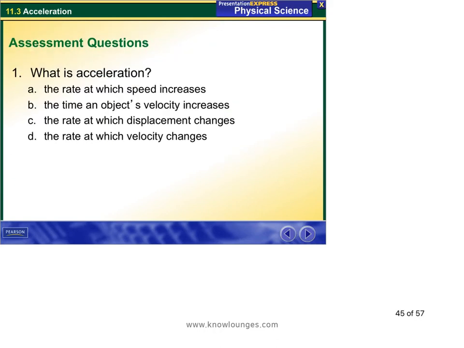So, some quick review questions. What is acceleration? You should recognize that as the rate at which velocity changes. Some of the other ones: the rate at which displacement changes, that is velocity. The time an object's velocity increases has really nothing to do with acceleration. The rate at which speed increases is related to acceleration, but it's not a complete definition.